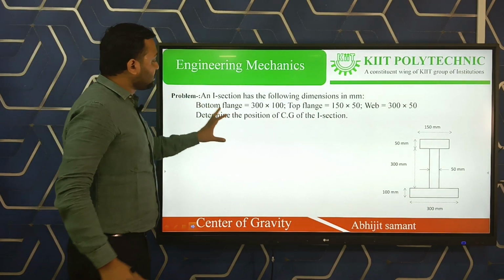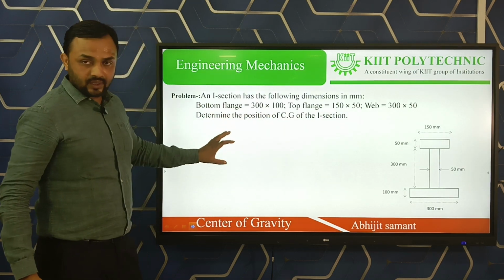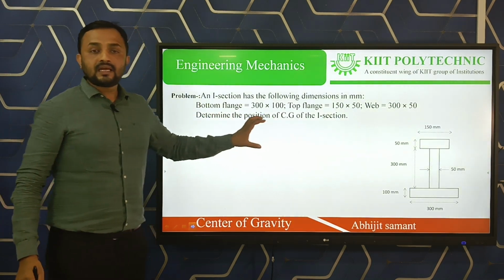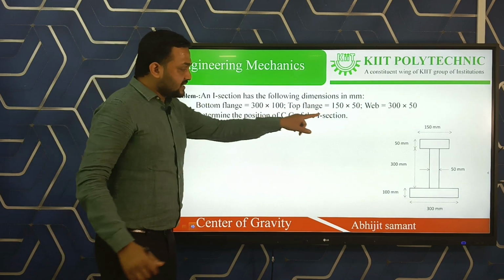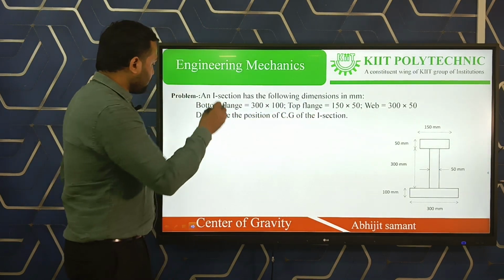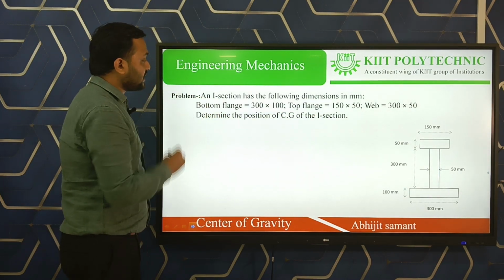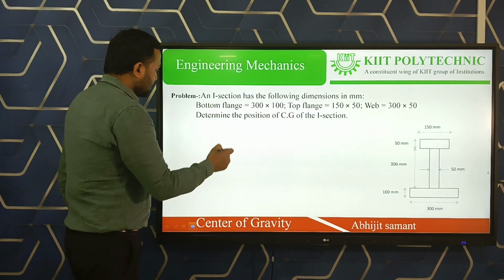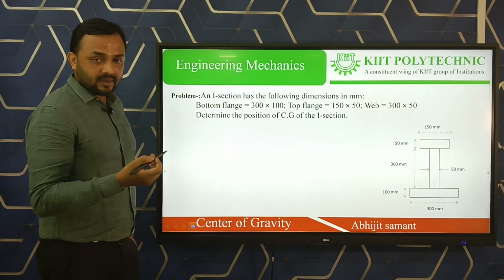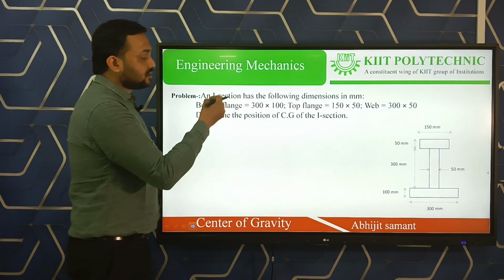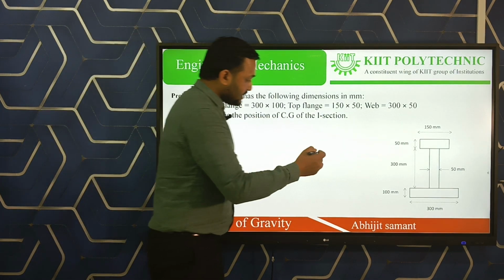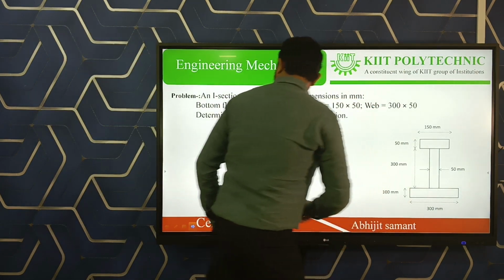He is giving the dimensions of the bottom flange, top flange and web. We have to find the center of gravity of the I section. So let us follow the steps. In step number 1, we have to define the reference axis. Here the reference axes are this one.